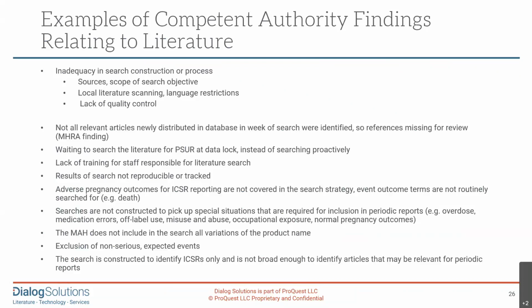So pregnancy outcomes, death, and making sure that the searches are constructed to pick up special populations. And the other thing is variations of product names. We had a company I heard of recently that had to add a load of product names, because the way they were expressing the product names wasn't appropriate. And they had to go back to all of their very significant number of alerts to get the product name variations correct.